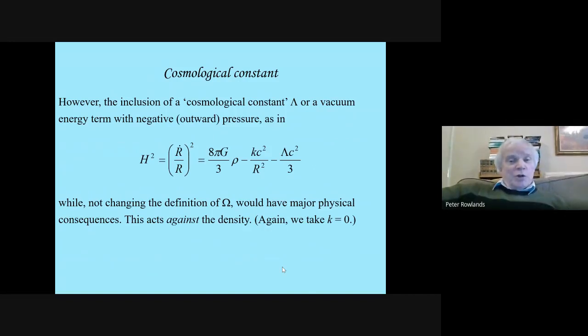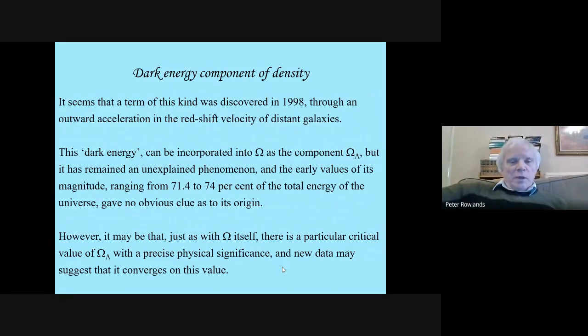If we include a cosmological constant or a vacuum energy term with negative pressure, then we have another inclusion, minus lambda c squared over 3. Now, this doesn't change the definition of omega, but it has major physical consequences because this one acts against the density. And it seems that this is the kind of term that was discovered in 1998 as an outward acceleration in the redshift velocity of distant galaxies. So this dark energy can be incorporated into omega as the component omega subscript lambda. But it's seemingly an unexplained phenomenon.